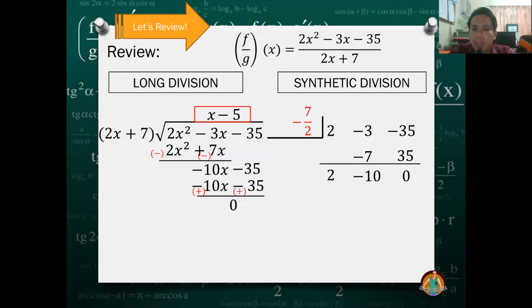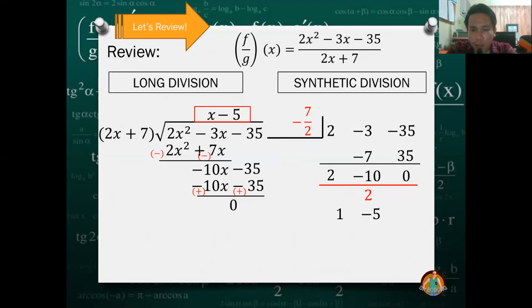Okay? If you notice, why is the answer different? Because what else will we do? We will divide them by 2. Why will we divide by 2? Because the first term of our divisor is 2x, so it has a numerical coefficient of 2. Therefore, we divide by 2. So 2 divided by 2 is 1. Negative 10 divided by 2 is negative 5.